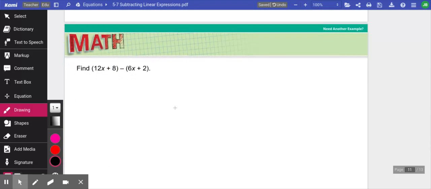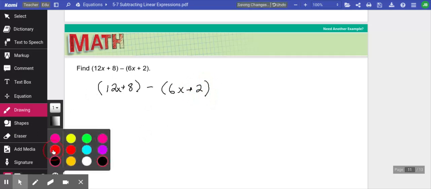Another example for us to try. So go ahead and set up your problem. Remember to distribute your 1 and your negative 1 through both parentheses, and then check your work. So here we go. We have our 12x plus, oops, I forgot my x. There we go. Plus 8, and we're going to subtract 6x plus 2.